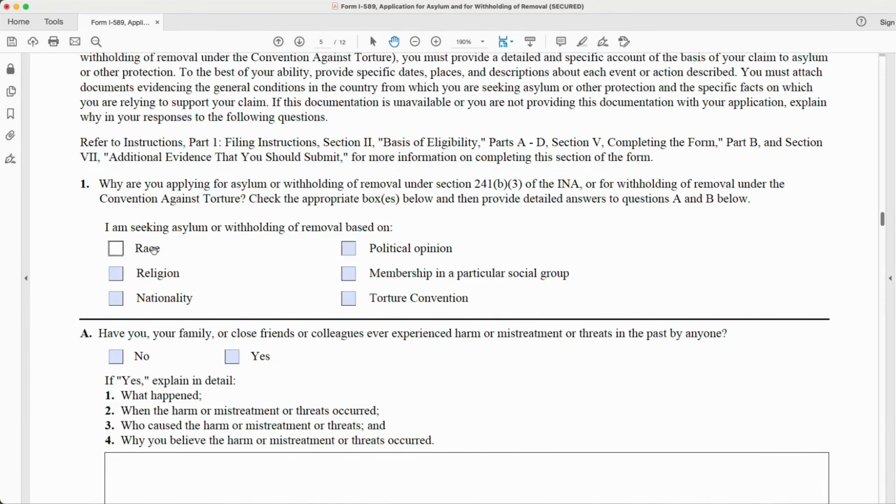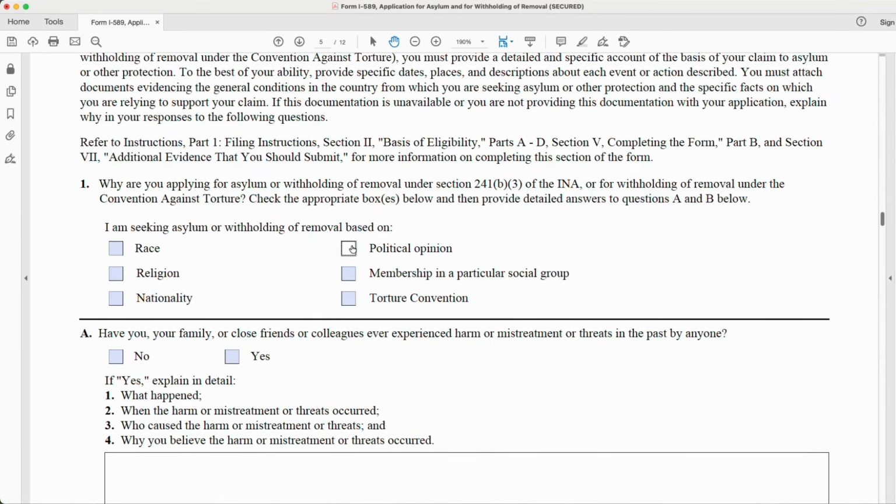Or another example is if someone was targeted because they are gay. Notice that there is not a specific box to check for that. So they might check the box that says membership in a particular social group. And if they believe they were also targeted because they believe that gay people should have more rights in their country, they might also check the box political opinion. Possibly also torture convention. Again, notice that you can check multiple boxes.